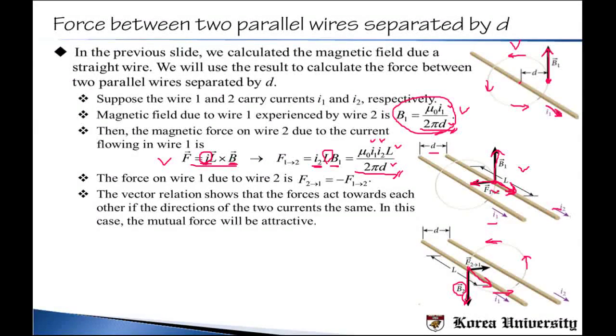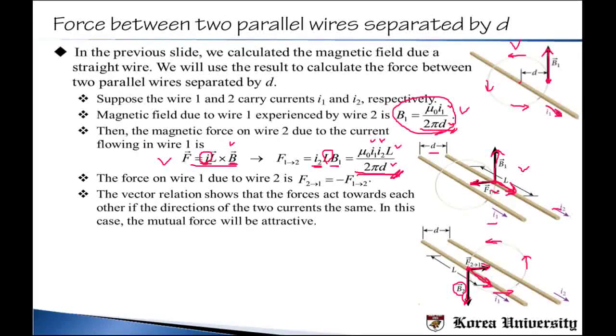If you insert them, in fact, you get the same size of the force. So the force acting by the first wire on the second wire is actually equal to the force acting by the second wire on the first wire. But here again, if you make a cross product between L vector and B vector, you see that now the direction is actually opposite. It's going that direction. So again, the first wire will be pushed closer to the second wire.